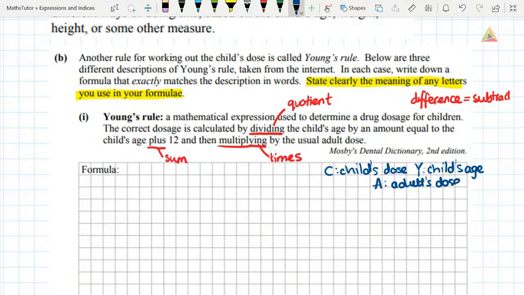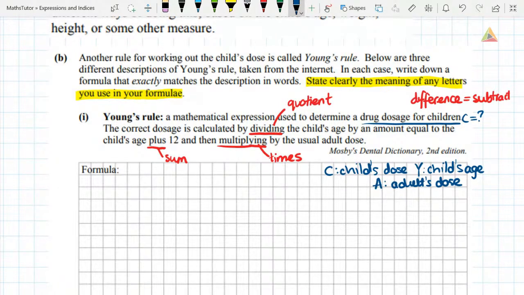Now, as we said, it doesn't matter what letters or what variables you use for these. They have just picked these ones, and you can pick absolutely any ones that you want yourself. So what we're looking for is to determine an expression to work out the drug dosage for children. So we're looking at what is C going to be.